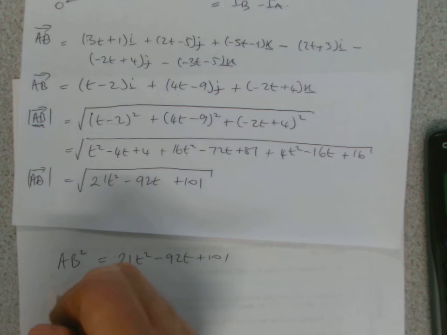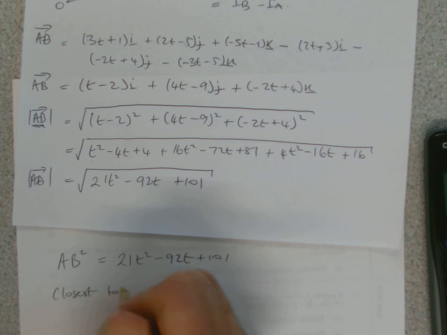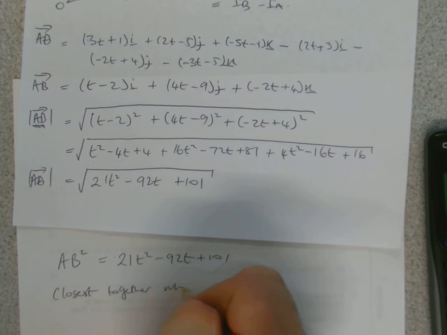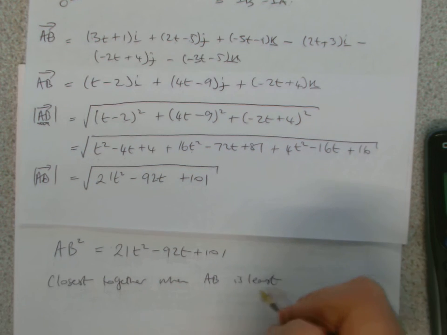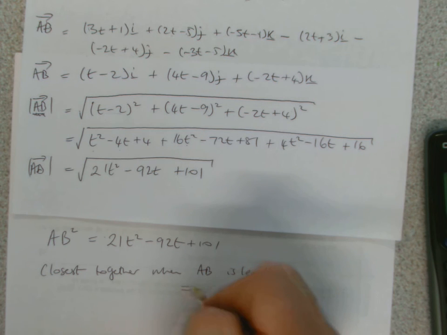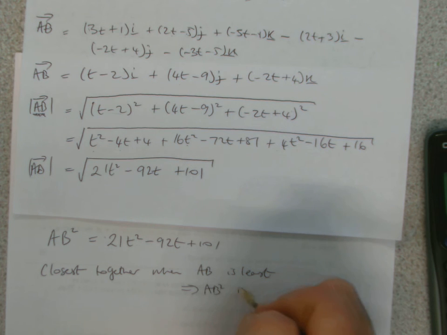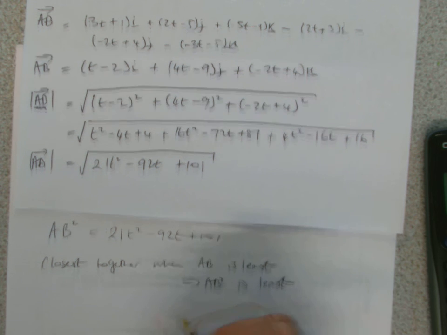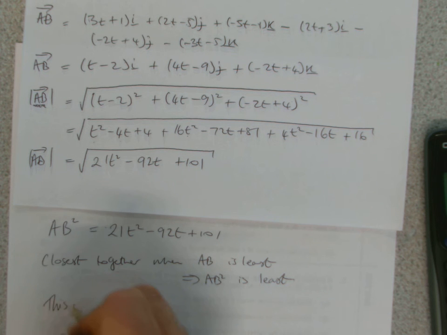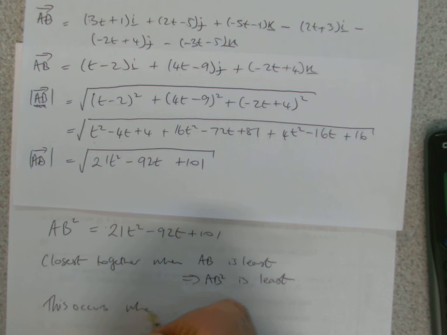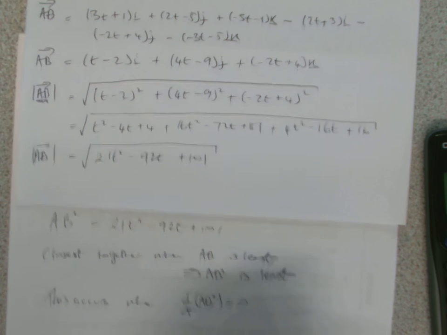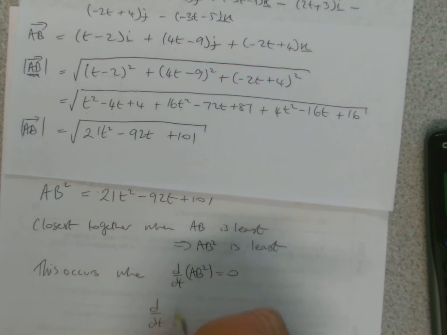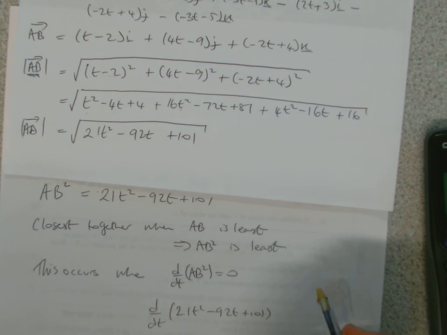So to get the least, we need to differentiate this, don't we, and set it to 0. So we can say for closest together, you can say this, the closest together when AB is least, okay, which is the same as, which implies AB squared is least, okay, i.e. this occurs using what we learned at C1 when d by dt of AB squared is equal to 0. So d by dt of 21t squared minus 92t plus 101, okay, equals 0.